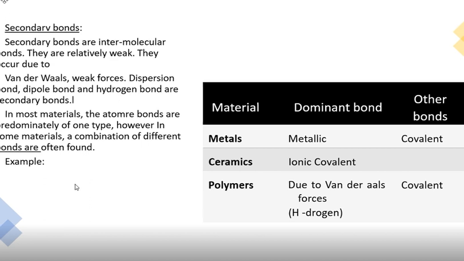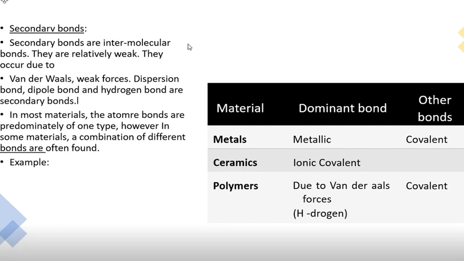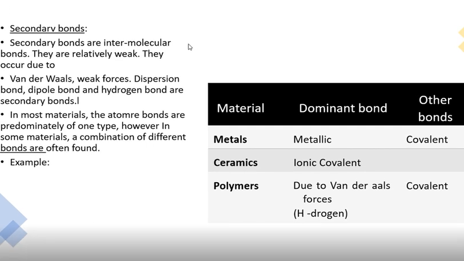Then we'll move to secondary bonds. Secondary bonds are intermolecular, right? They are forming between molecules, so they are relatively weak. They occur due to van der Waals weak forces. The dispersion bond, dipole bond and hydrogen bond are the secondary bonds.